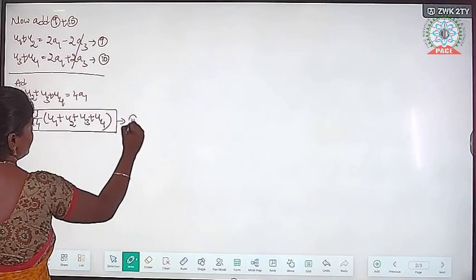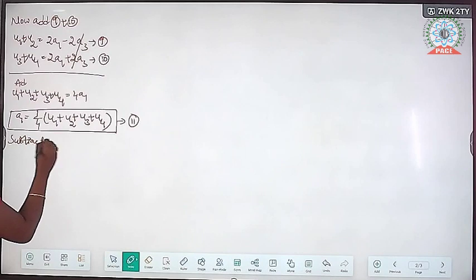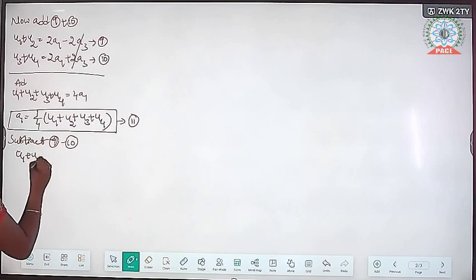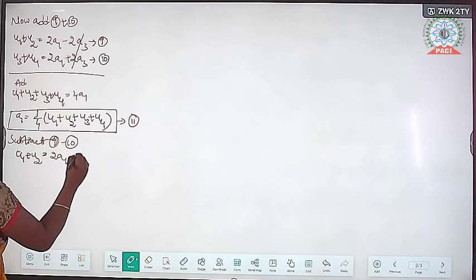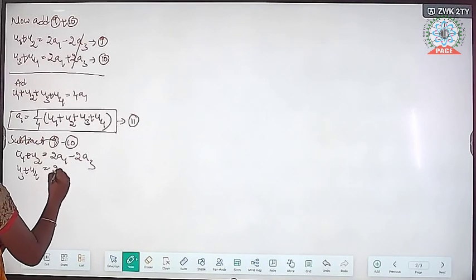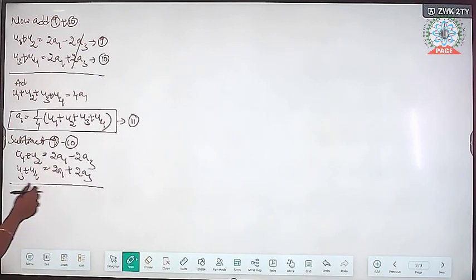Again we have to subtract, 9 minus 10. So these two equations have to be subtracted. u1 plus u2 is equal to 2a1 minus 2a3. Again u3 plus u4 is equal to 2a1 plus 2a3. Now we have to subtract these two equations. Plus u3 means we have to take minus, plus u4 means minus, plus 2a1 means minus, plus 2a3 means minus, because we are subtracting these 9 and 10 equations.